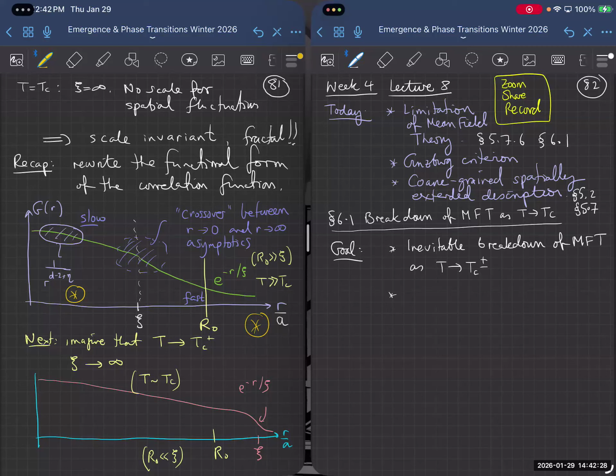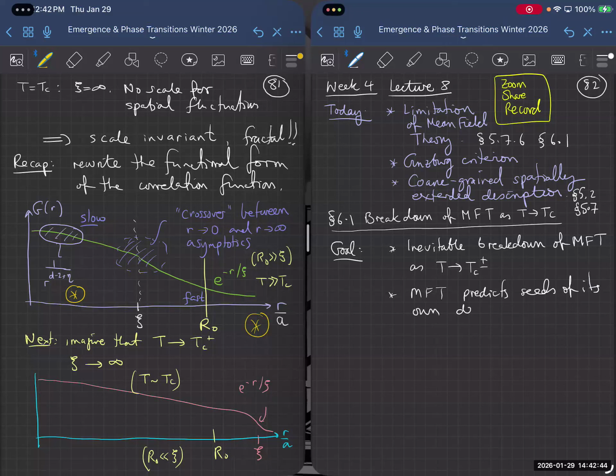So what we're going to do is see that there's an inevitable breakdown of mean field theory as T tends to Tc, and that mean field theory predicts the seeds of its own destruction.